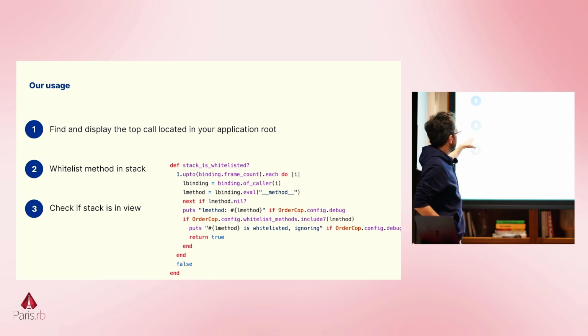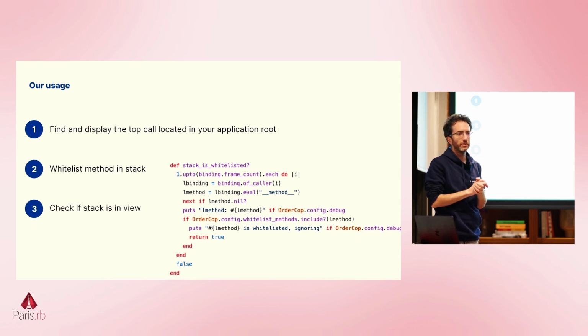We also use it to whitelist methods in the stack. Sometimes you say, oh no, this order is not important. You can whitelist the method and it will not raise. And also to check if the stack is in a view, we just check if the path of some frame in the stack is in the view path.